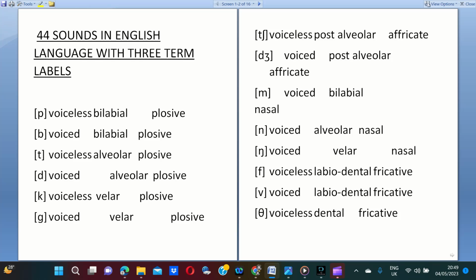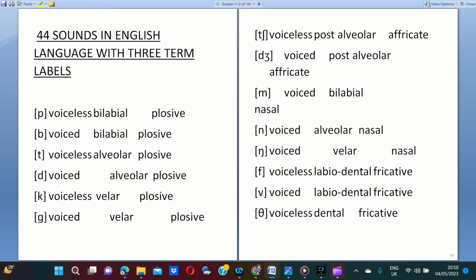Upper teeth and lower lip are involved, so we call this sound labiodental. Labio means lips, dental means teeth. So upper teeth and lower lip, we call it a labiodental sound. It is a fricative. A fricative is a sound with a lot of noise.